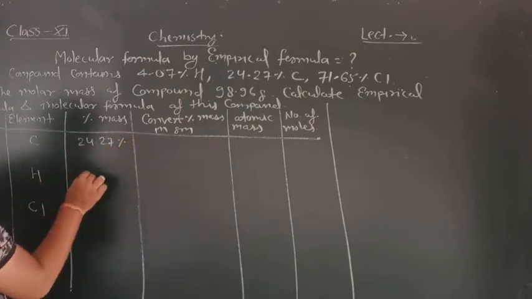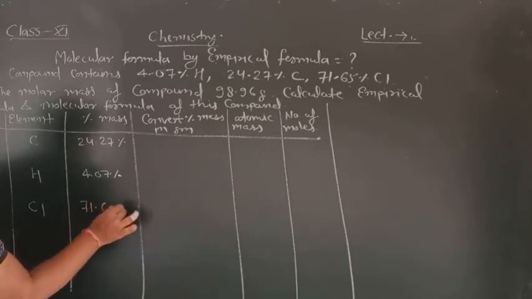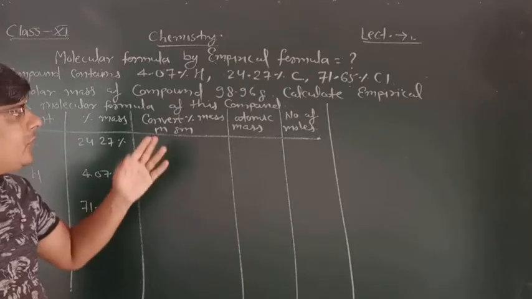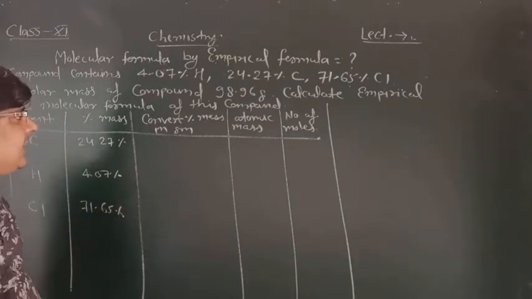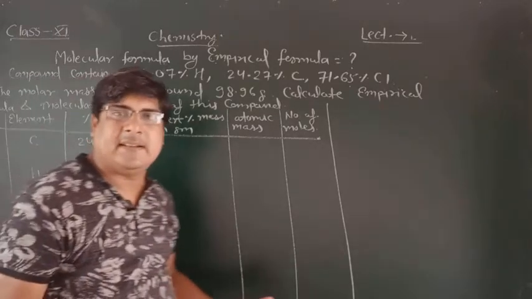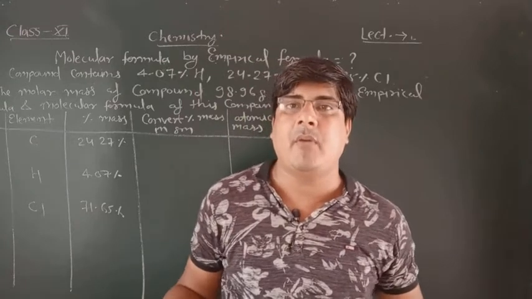Here hydrogen is 4.07% and chlorine is 71.65%. No problem. Convert it into gram. So we will consider that suppose the total mass of the compound is 100 gram.